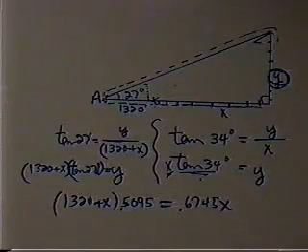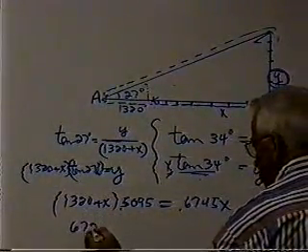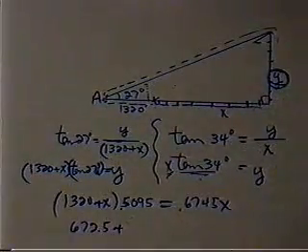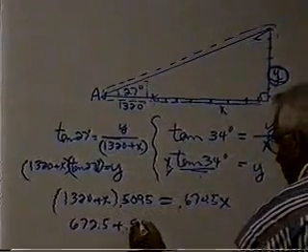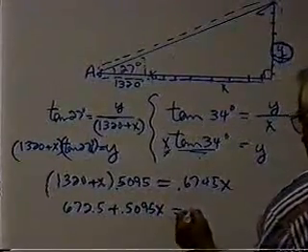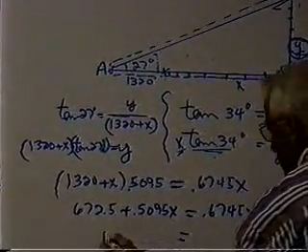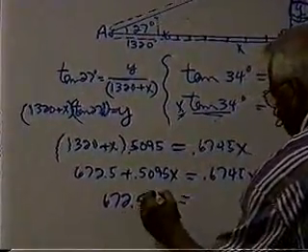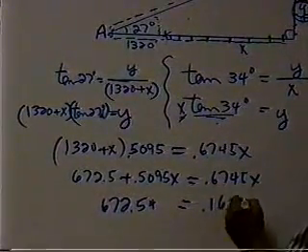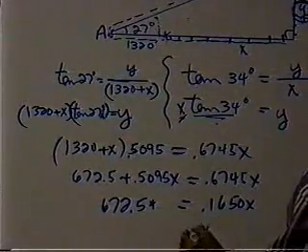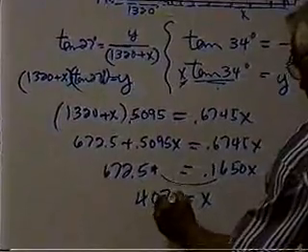All right, so solving for x, let's see. This times this is 672.5. And then this times x is 0.5095x equals 0.6745x. All right, so leaving this 672.5 and coming over and subtracting this, we get 0.1650x. And so x is equal to this divided by that, which is 4,076.